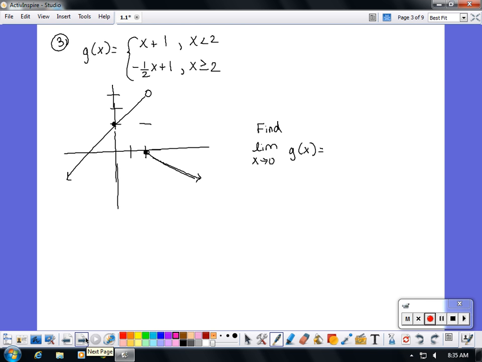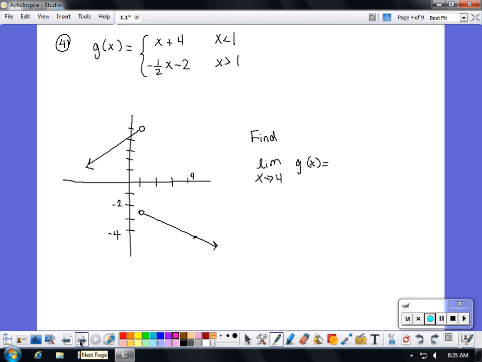The limit as x approaches 0 overall. So coming in from the left, here's x equals 0. The y coordinate coming in from the left is 1. Coming in from the right, this is also approaching 0 from the right. It's 1. So if the left and right limit is the same, then that's your overall limit.